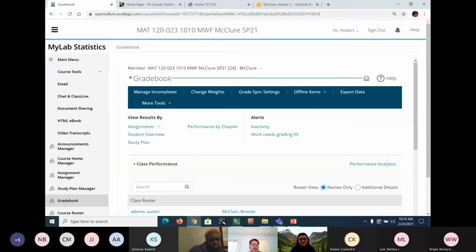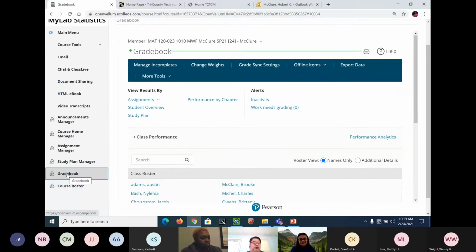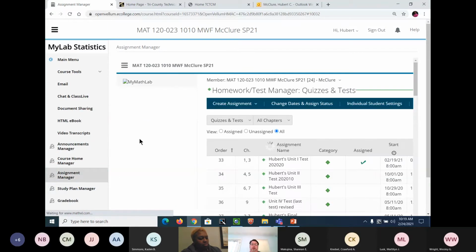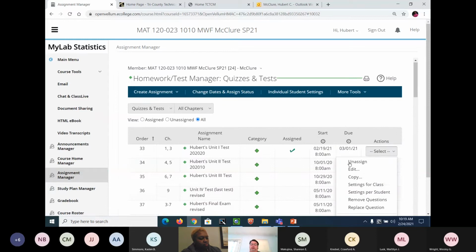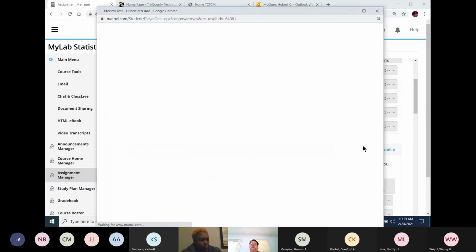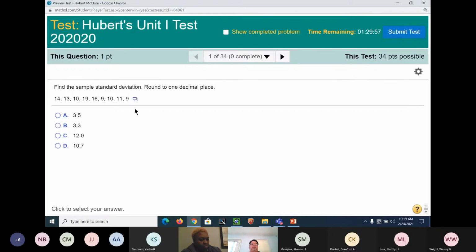Okay. Let's go with assignment manager. And let's go with preview. All right, find the sample deviation. Now, I'm going to do this not from a teaching perspective. I'm going to do it from a student perspective, and we're going to use the calculator.